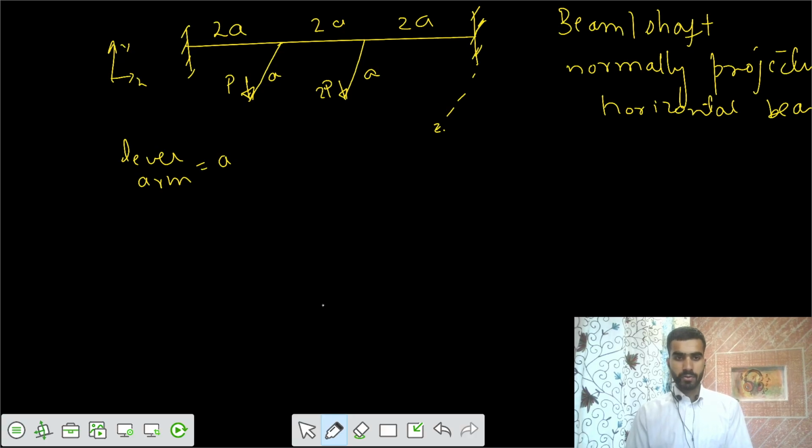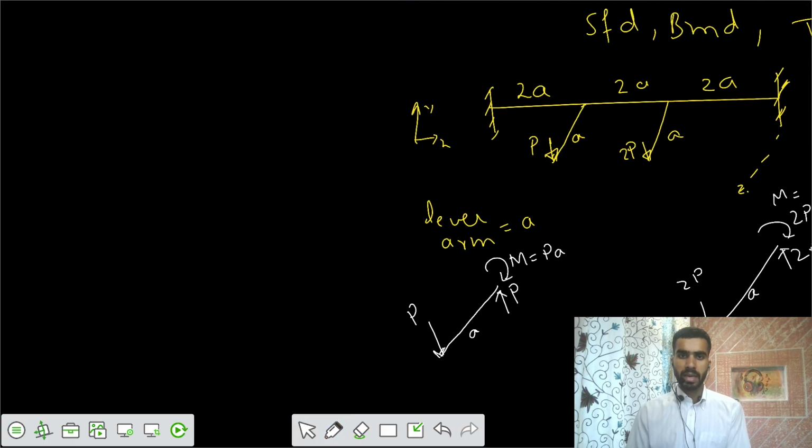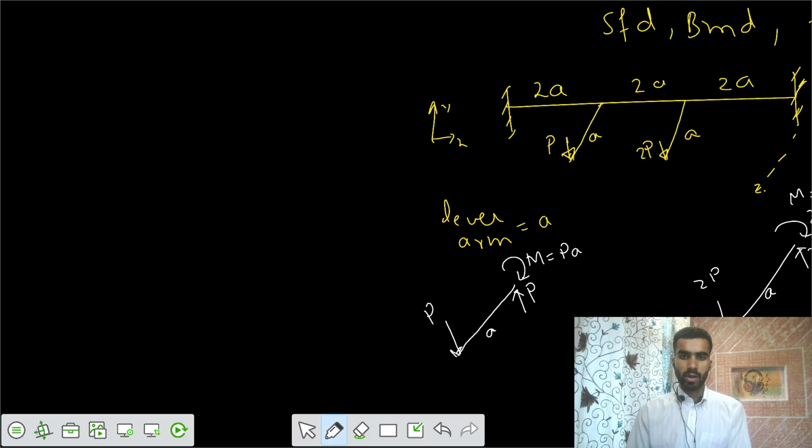If we make the free body diagram, let's say this is some load P, and here there would be a reaction of P, and there would be some moment developed, M equals P into A. Similarly, for this one you have 2P, and the moment developed would be equal to 2PA, and the same would get transferred on the main beam.